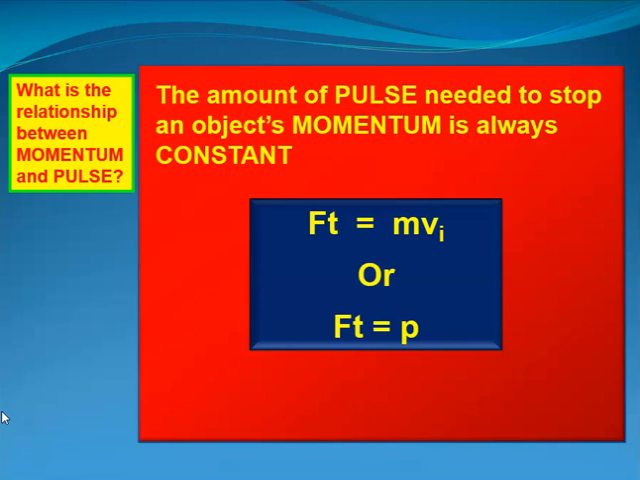It also could be that the impulse is the amount of force times time to create a momentum, to get something to speed up and to have a momentum. So Ft equals p equals momentum.